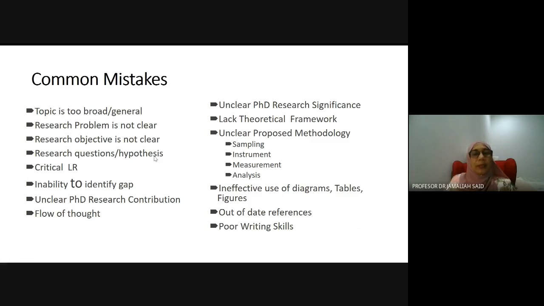Common mistake, actually, yeah, the topic is too broad. But if you follow the concept, the topic must reflect the objective of the study. It must contain cause, effect, and setting. So you will not fall into that common mistake category.